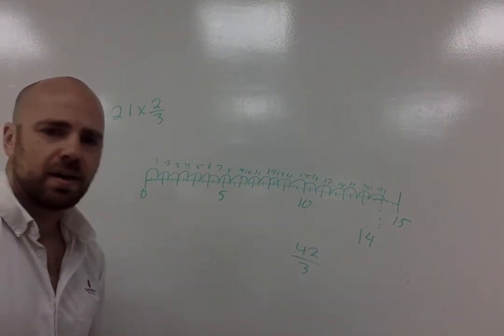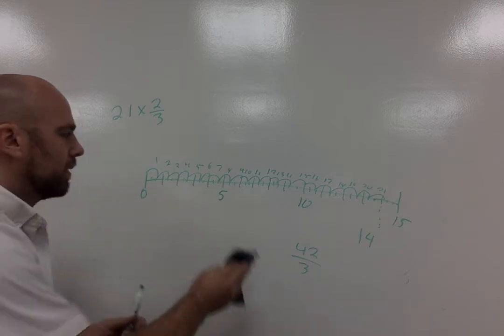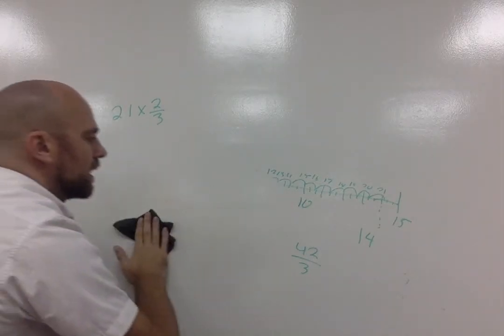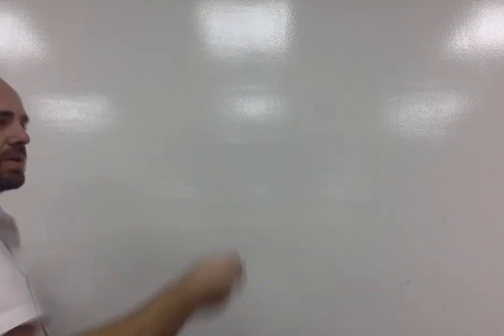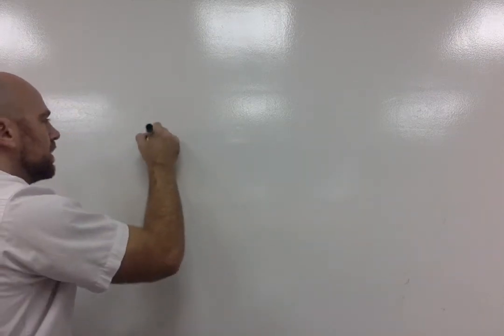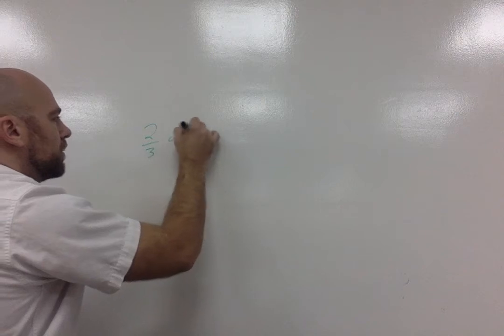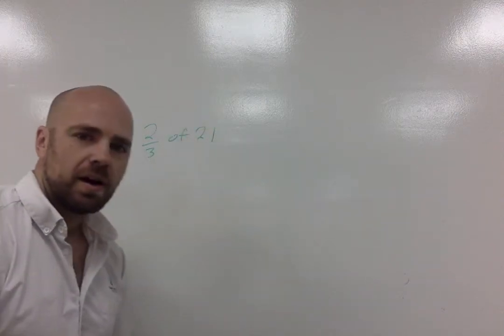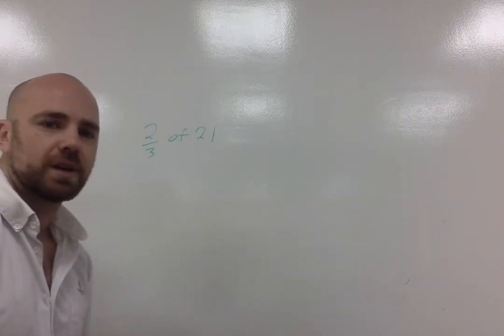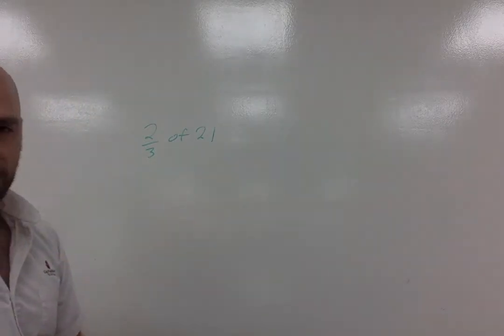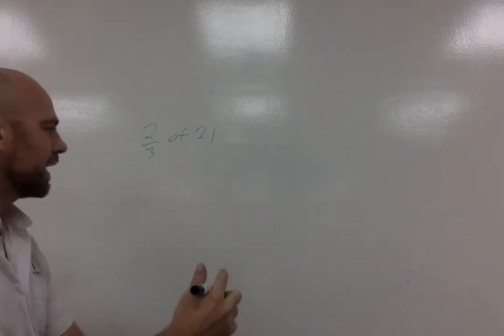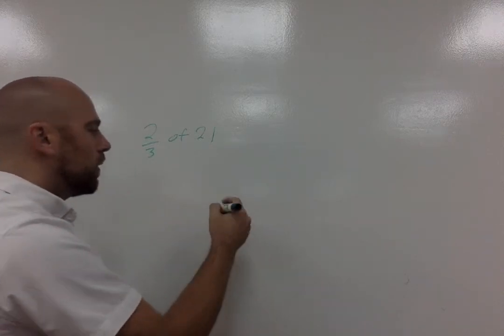Another way that we can kind of do it. What if they were kind of switched? Okay, so if we wanted to find 2/3 of 21, okay, what can I do here? Or like my last example was 14. Okay, so I could actually do 21.